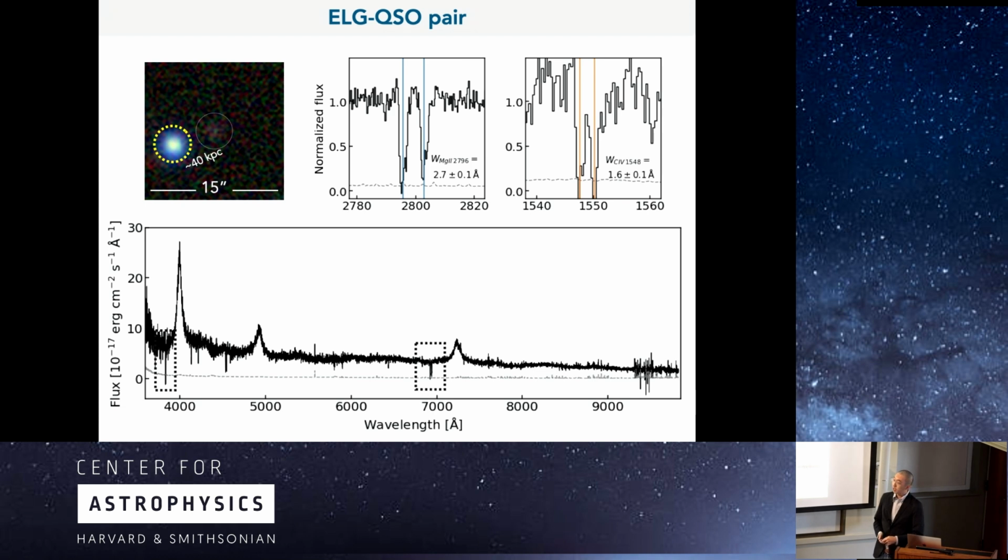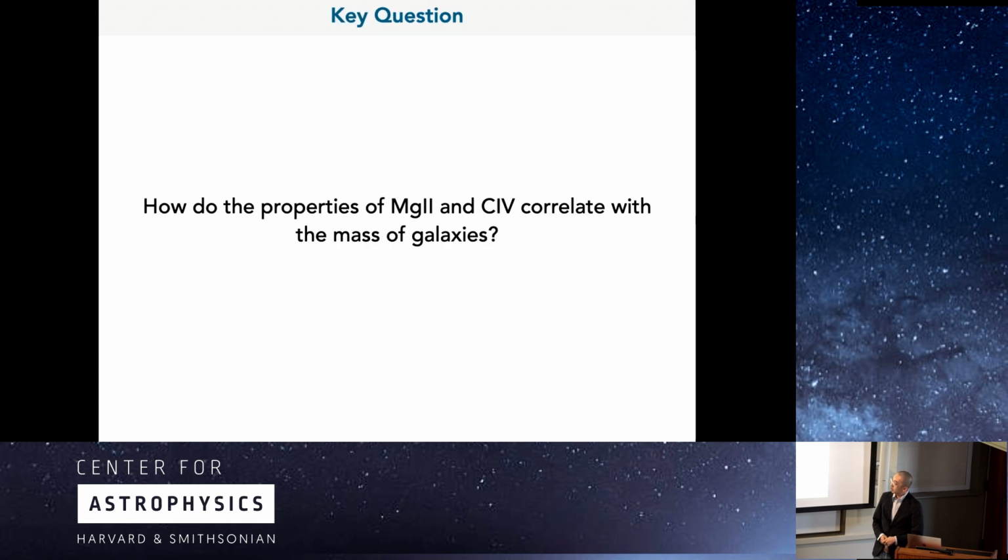And with this data set, in the following, I'm going to address just one question. How do the properties of gas traced by magnesium-2 and carbon-4 correlate with the mass of the galaxies? Okay, and I'm going to start from magnesium-2 absorption lines, the cool gas.